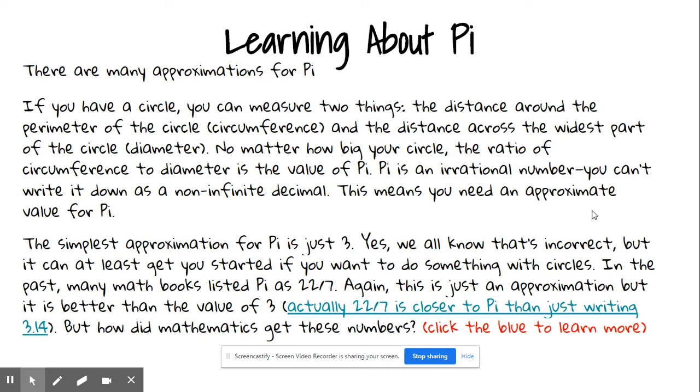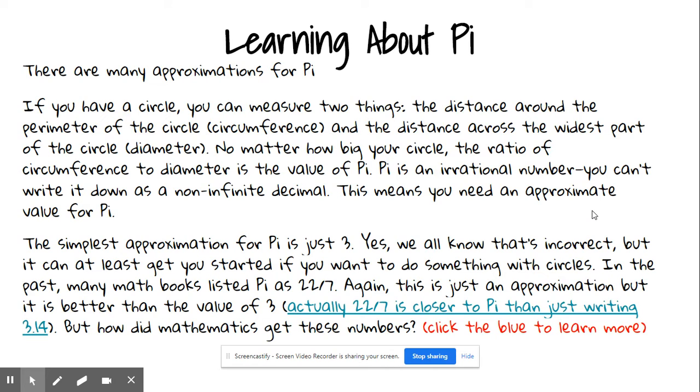If you have a circle, you can measure two things: the distance around the perimeter of the circle, which is called circumference, and the distance across the widest part of the circle, which is called diameter. No matter how big your circle, the ratio of circumference to diameter is the value of pi. Pi is an irrational number. You can't write it down as a non-infinite decimal. You'd still be writing. This means you need an approximate value for pi.